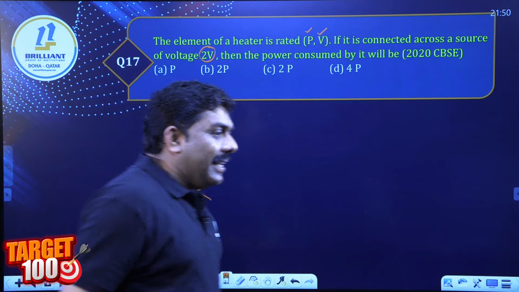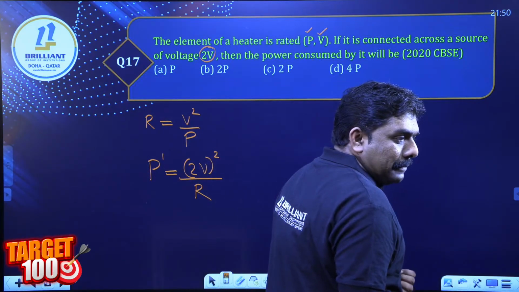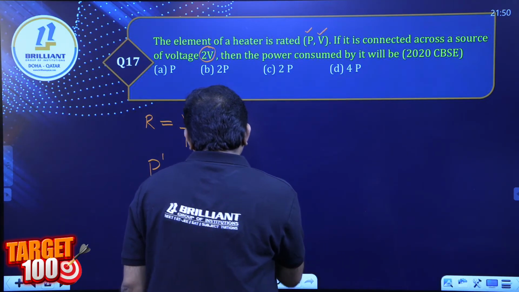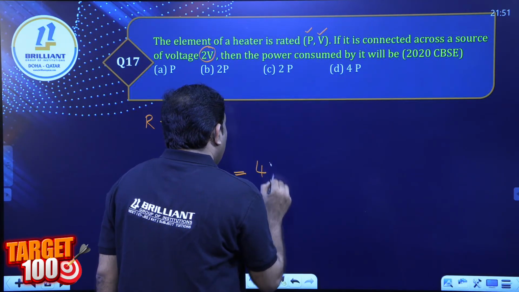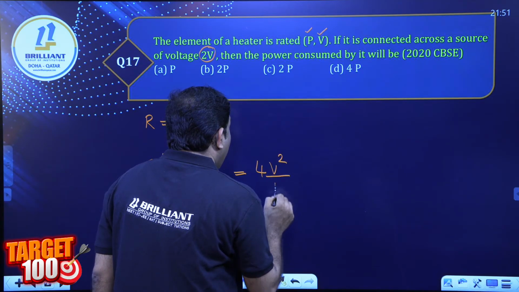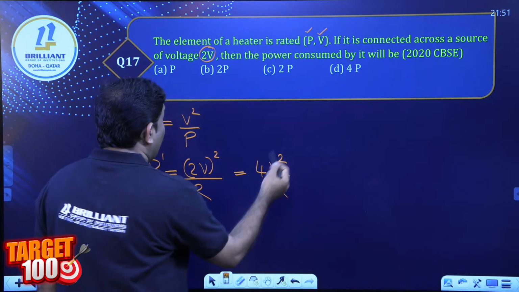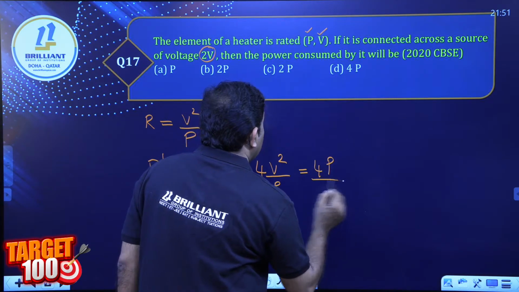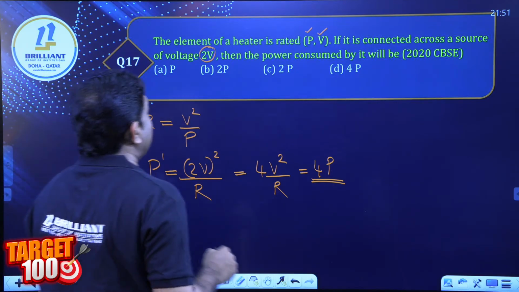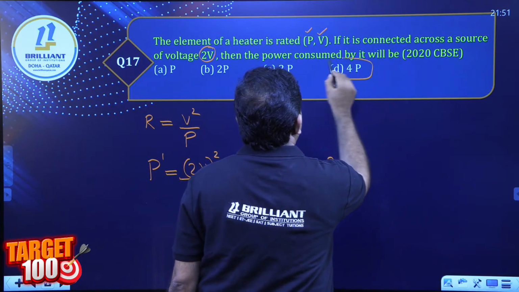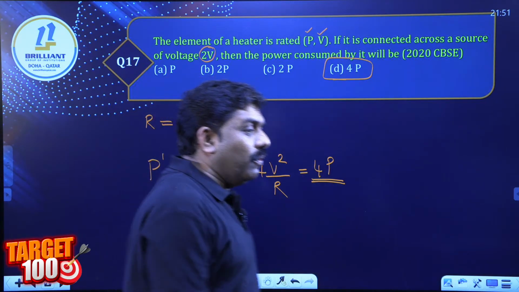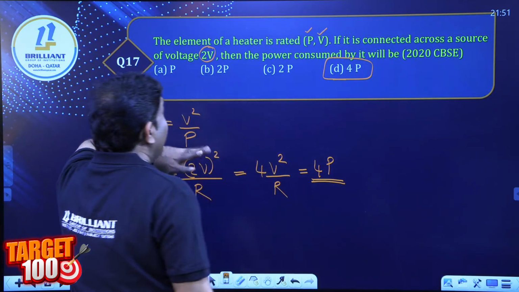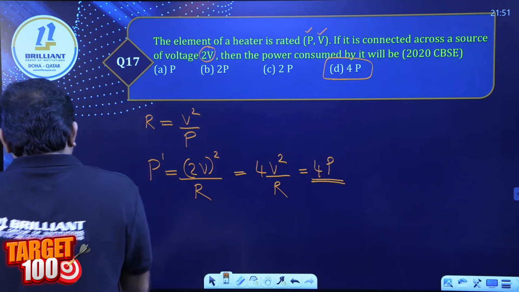So we are taking it correctly now. That is equal to 2V, so 2V squared means 4V square by R. Look, what is V square by R? That is P. So we can say 4P is the right answer. So we can say option D is the right answer. That is equal to 4P. So for question 17, the right answer is 4P.